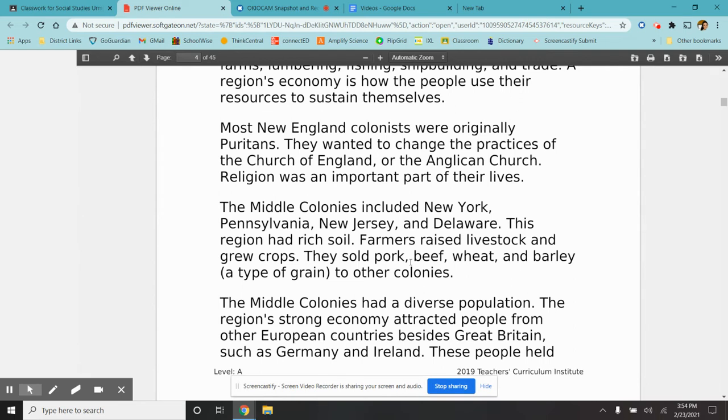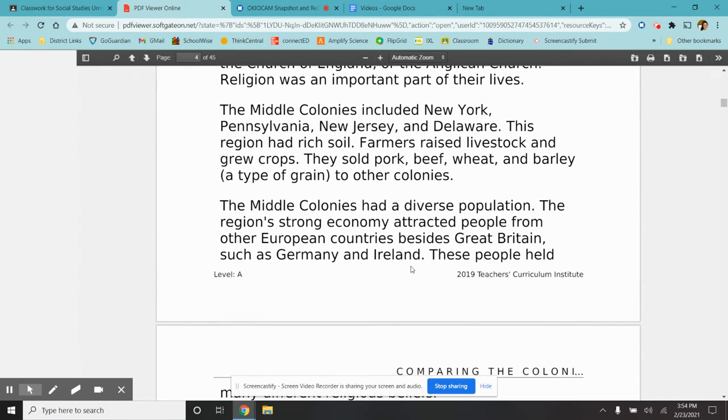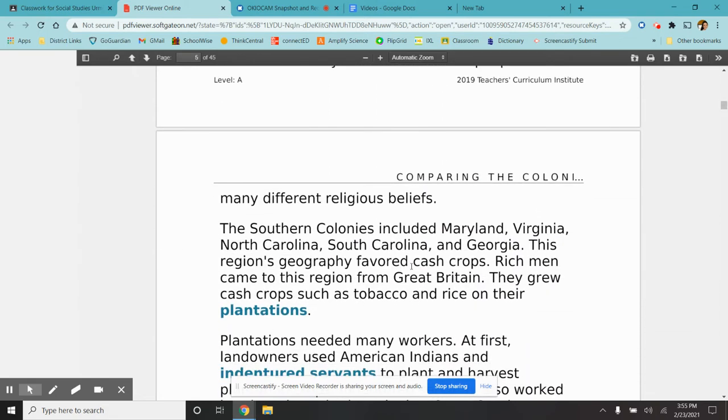The middle colonies included New York, Pennsylvania, New Jersey, and Delaware. This region had rich soil; farmers raised livestock and grew crops. They sold pork, beef, wheat, and barley, a type of grain, to other colonies. The middle colonies had a diverse population. The region's strong economy attracted people from other European countries besides Great Britain, such as Germany and Ireland. These people held many different religious beliefs.